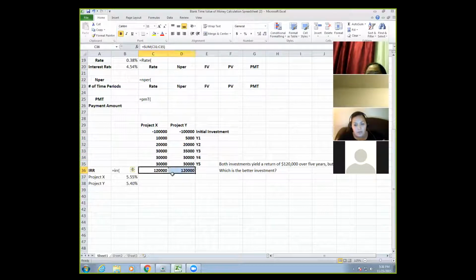They both still pay out 120,000 over the course of the 5 years, but the project that pays out more sooner is going to have the higher internal rate of return. And again, the internal rate of return is just the average rate of return over, in this case, 5 years, based on these different cash flows, these different returns that are paid out each year.